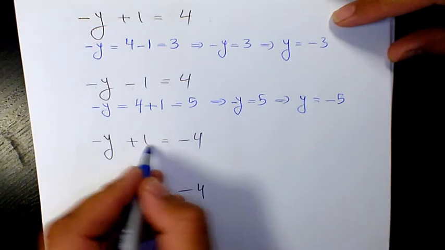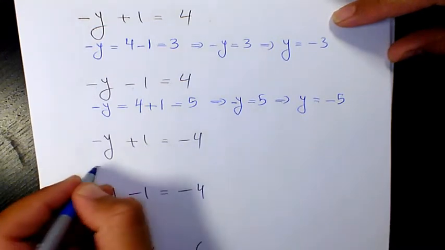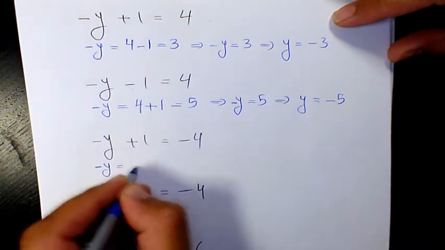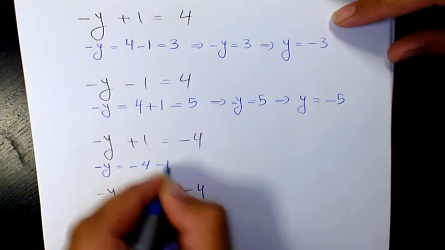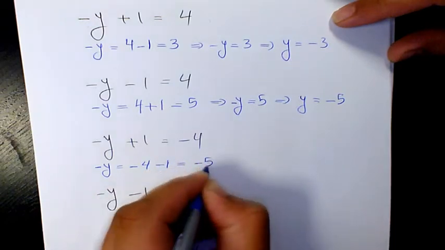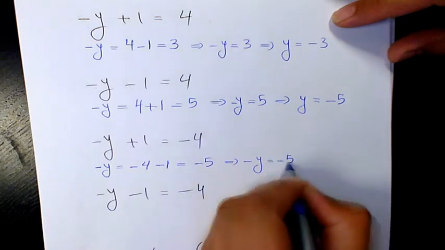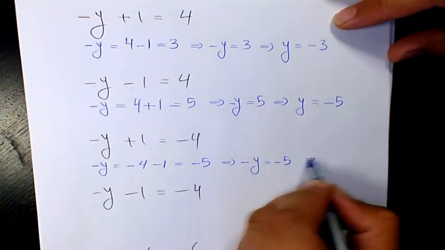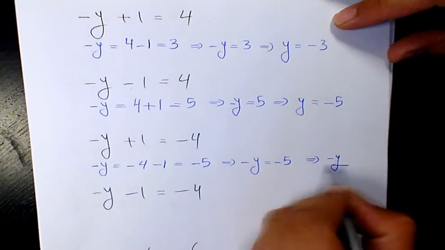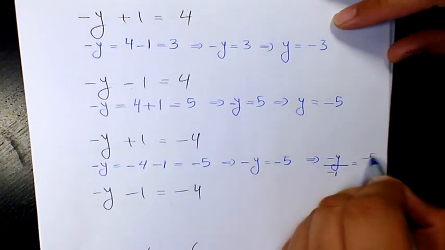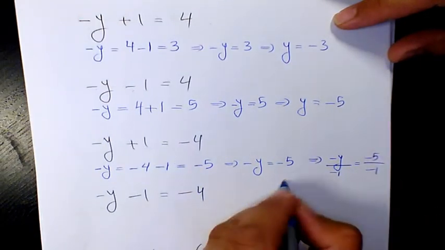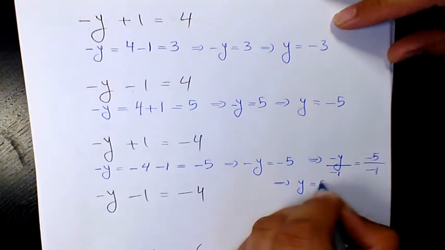Negative y plus 1 equals negative 4. So negative y equals negative 4 minus 1, which is negative 5. So negative y divided by negative 1, negative 5 divided by negative 1. So it's going to be y equals 5.